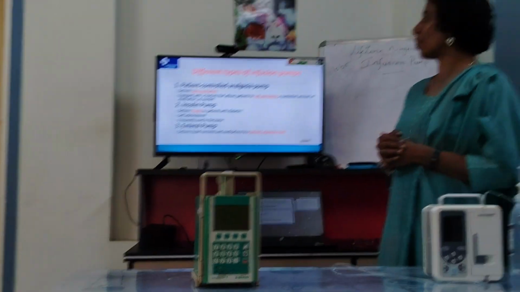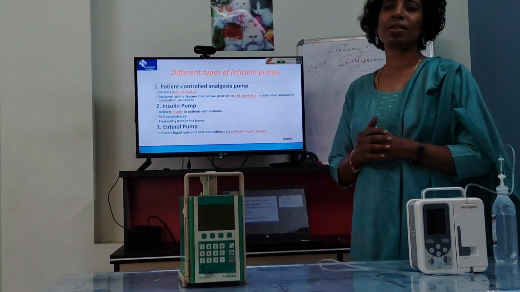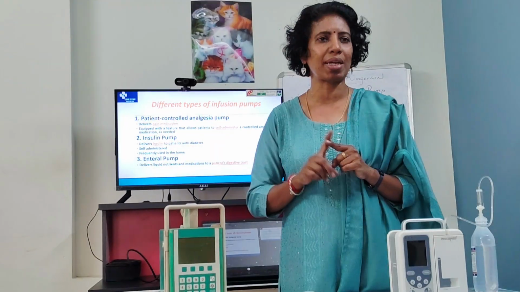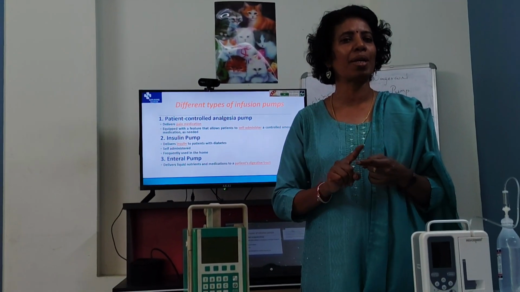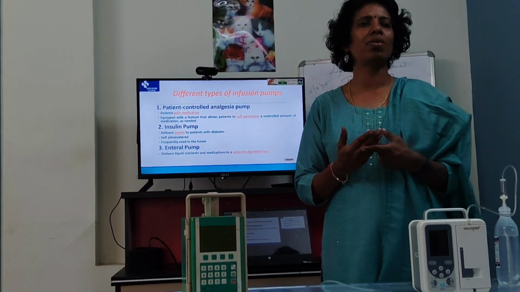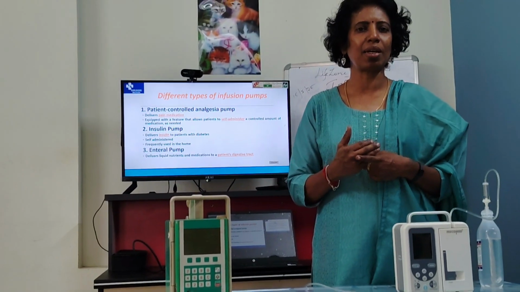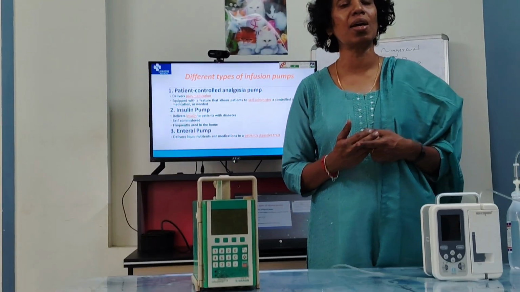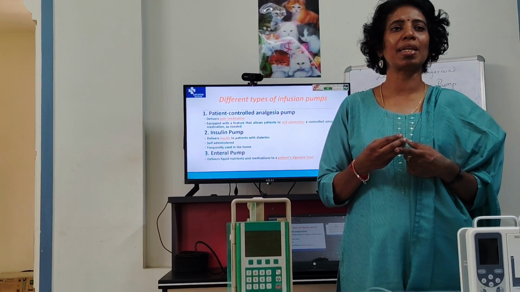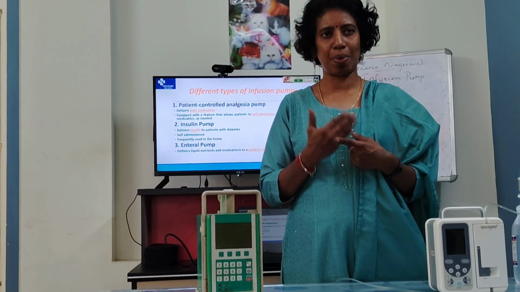The first to be learned is the patient controlled analgesic pump. We can understand from the term that the device is going to be controlled by the patient. So the fluid is going to be administered by the patient. The self-administration is done when the patient requires the medication. Mostly this is used for analgesic medications, that is painkillers. When the pain is increasing, the patient can self-administer the fluid using an analgesic pump.